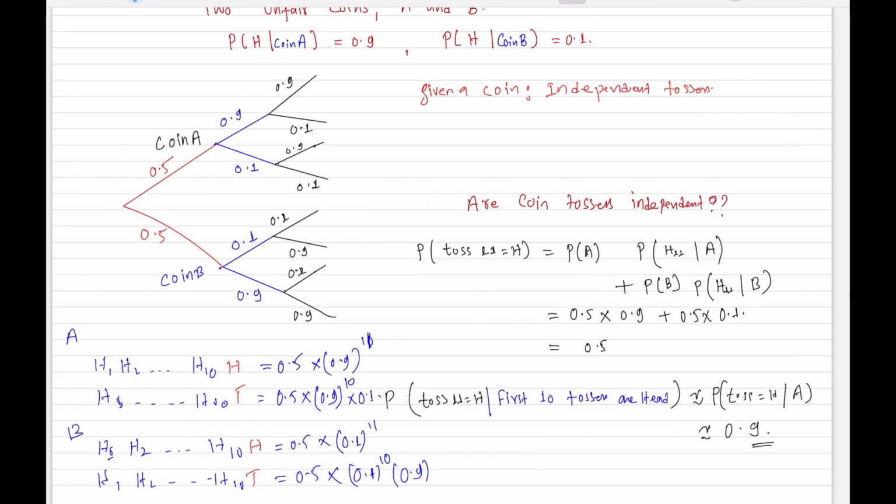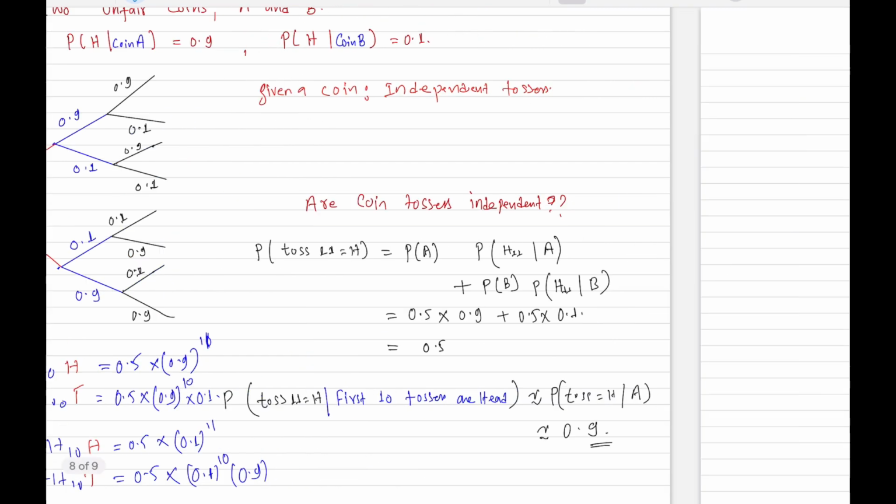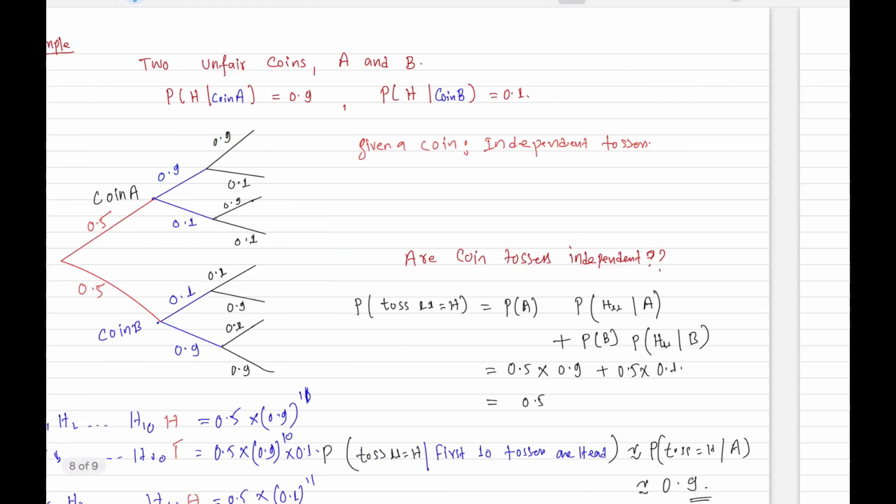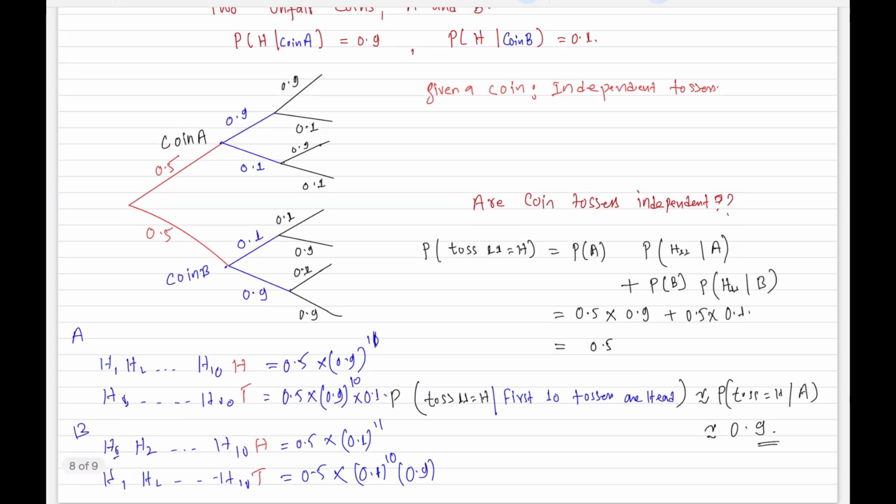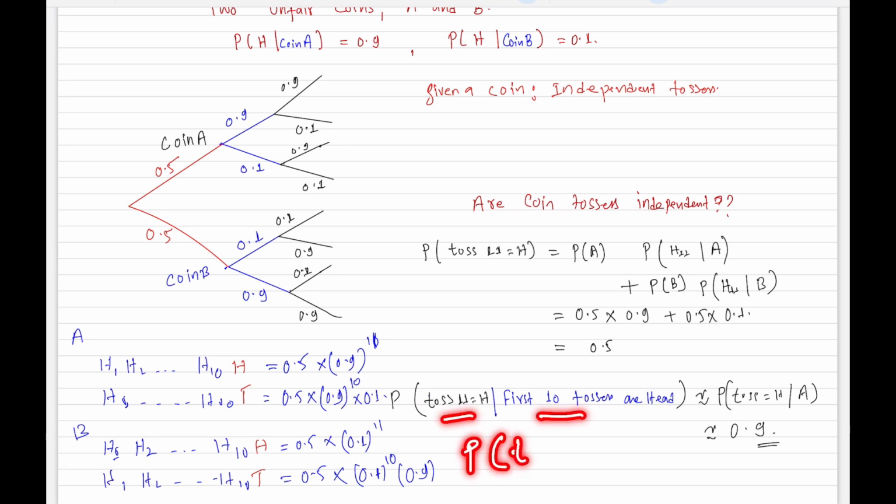So let me go to the next page. Probability that the first 10 tosses are head is equal to 0.5 times 0.9 to the power 11 plus 0.9 to the power 10, right? And we have to also find the probability that toss 11 is head intersection with the first 10 tosses are head.